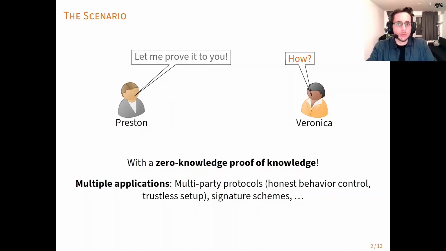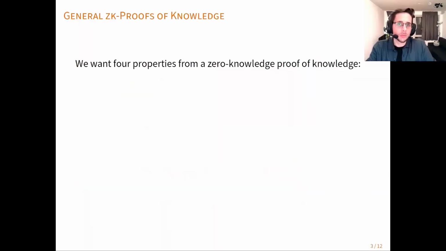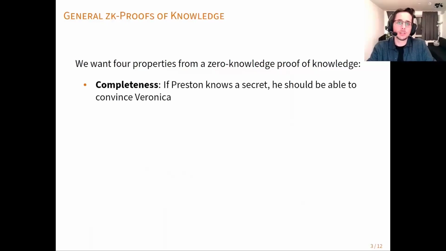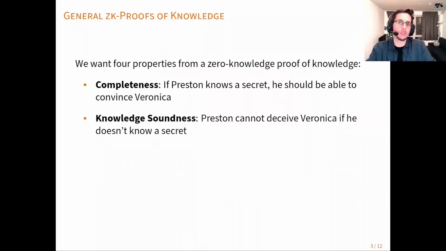So now that we have some applications in mind, let's talk about the properties. There are essentially four properties, and the first one is kind of immediate from the proof of knowledge. This is sort of completeness, and it states that if the person knows a secret, then he should be able to convince the verifier of this. The second property goes in the opposite direction. It's soundness, and it states that if the person does not know a secret, then he should not be able to convince the verifier, or to deceive, if you want.